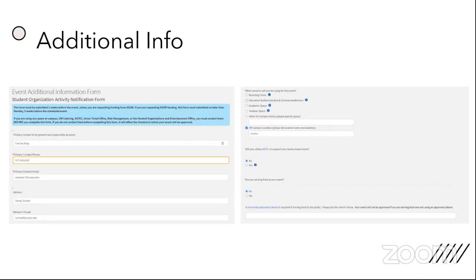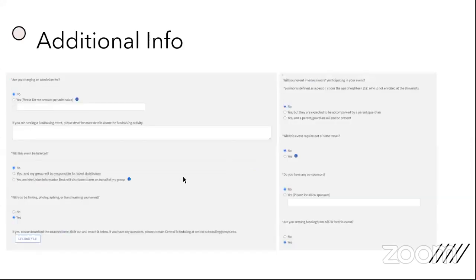So you'll see here that we've got just some basic information about who the primary person for the event is and where you will be holding it. There's that question: will you use Aztec? Are you serving food? So you can see that all of that planning that you do ahead of time is really going to come in handy here.